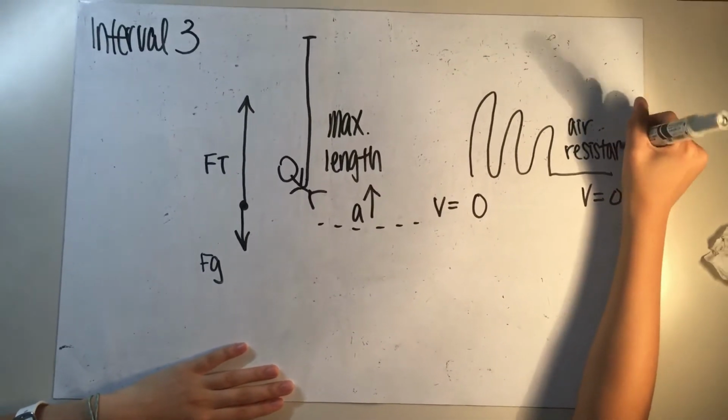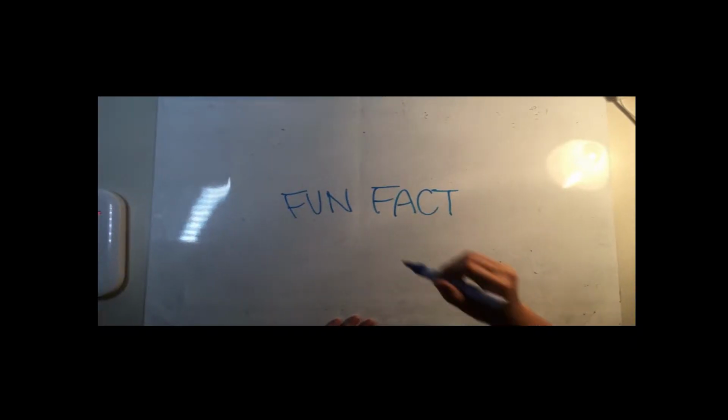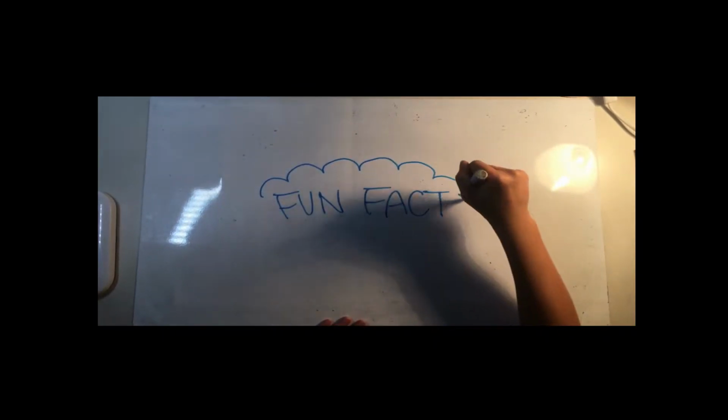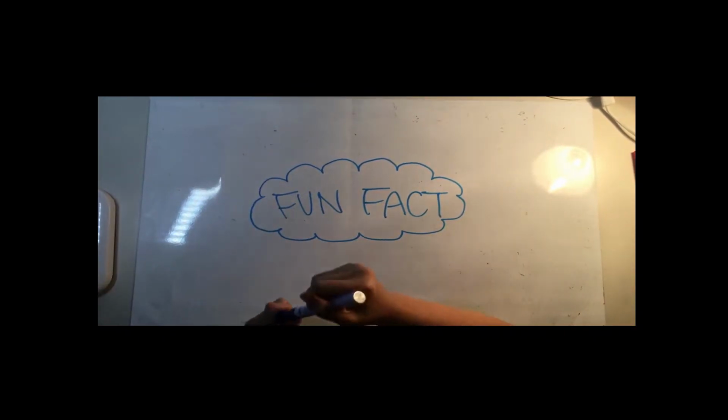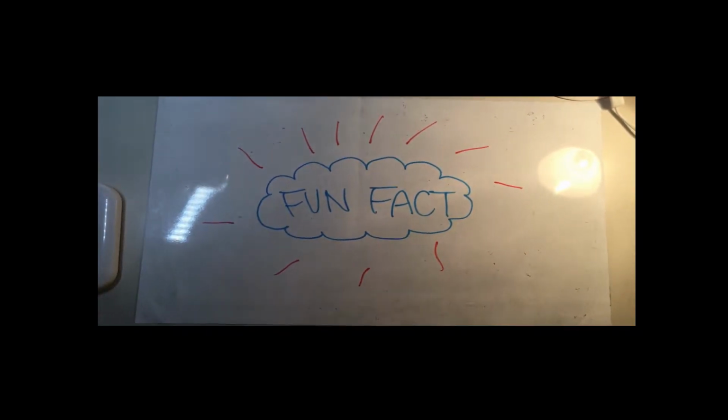This happens due to air resistance, which causes gravitational potential energy to be lost. Also a fun fact, in bungee jumping, in theory, air resistance cannot be neglected because if there was no air resistance, the jumper would oscillate to the same height forever.